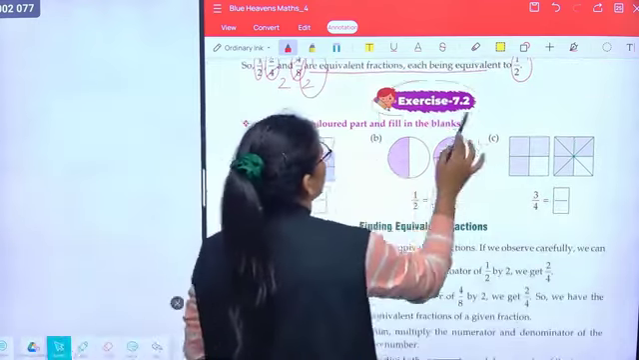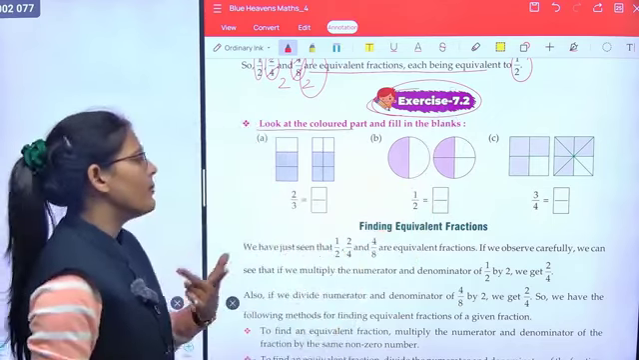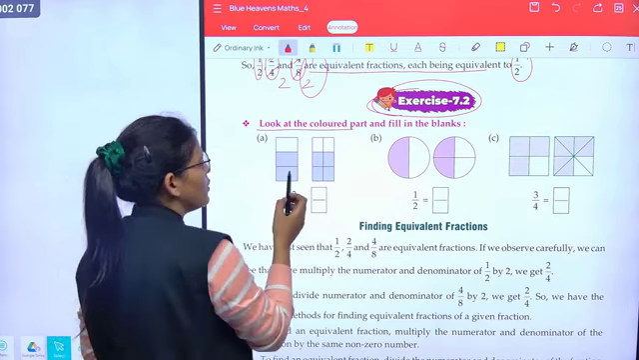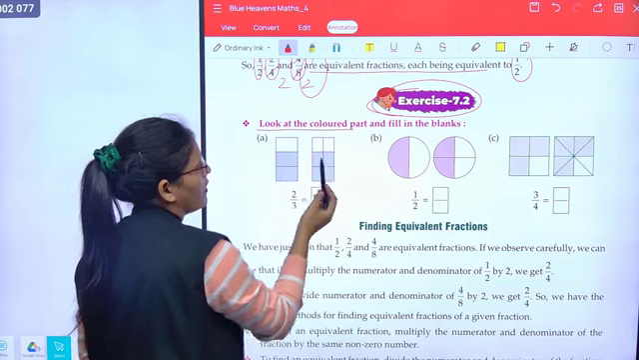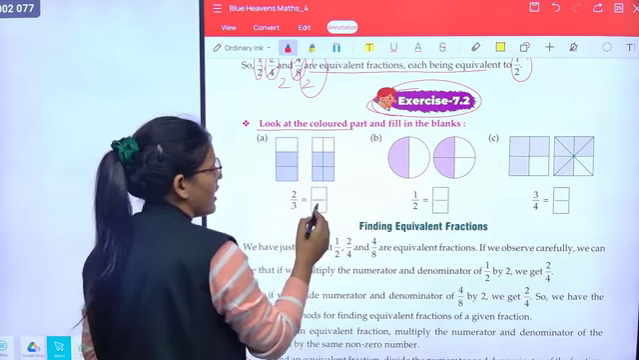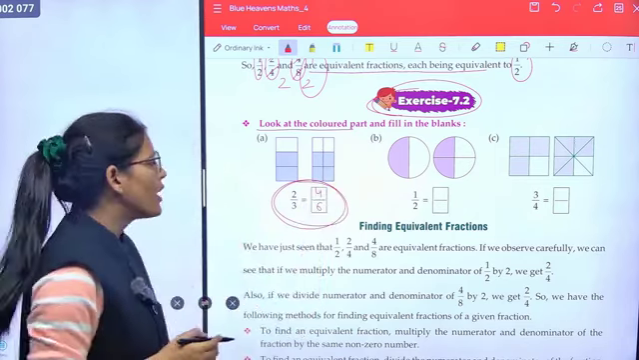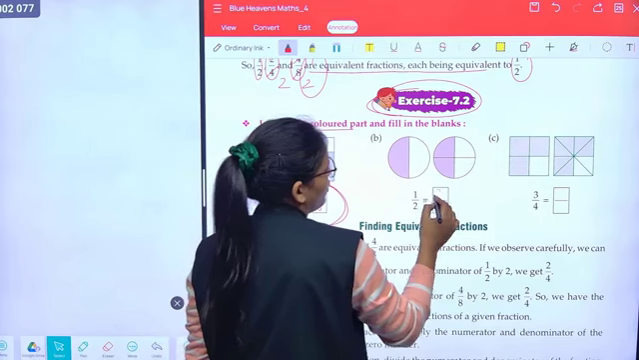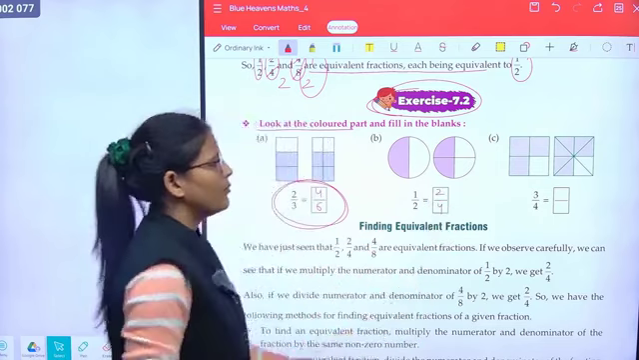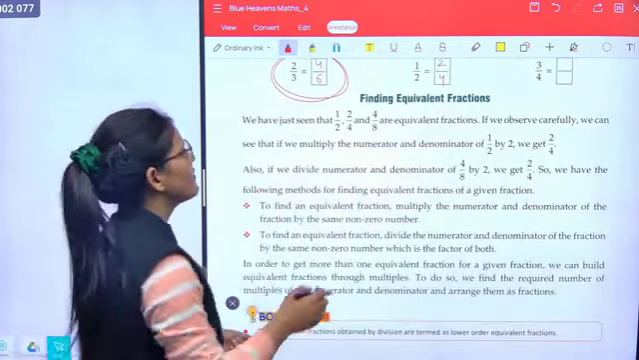Okay, now come to exercise 7.2. Now look at the colored part and fill in the blanks. Now see, 2/3. It is 2/3 or 1, 2, 3, 4, 5, 6, it is 4/6. Both are equivalent. Okay. Now see, it is 1/2 and it is 2/4. Again, both are equivalent. Now rest of the parts, do yourself, class.